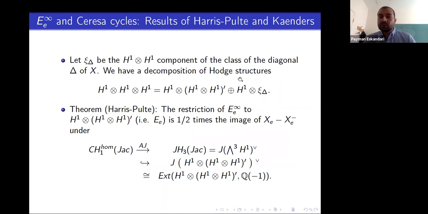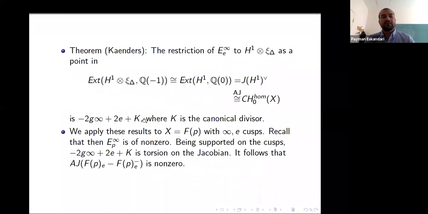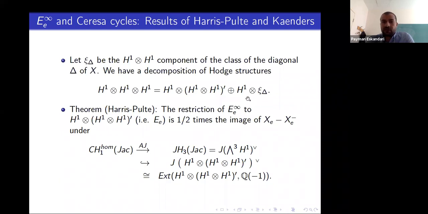The restriction to this component is 0 by the result of Kaenders combined with Rohrlich, actually, right? Because Kaenders would say that that restriction is this, but this is going to be supported on the cusp. We took infinity and E to be cusps, and so that component is 0, and the whole extension being non-zero shows that the restriction to this component is non-zero, and then by the result of Harris and Pulte, we get that the Abel-Jacobi of the Ceresa cycle has to be non-zero.